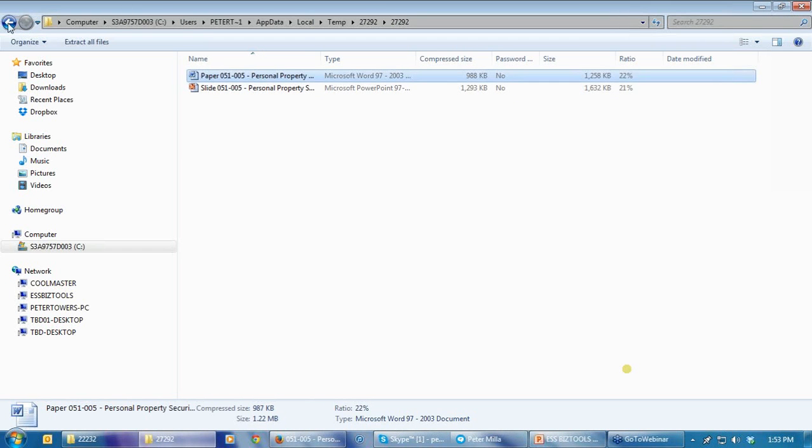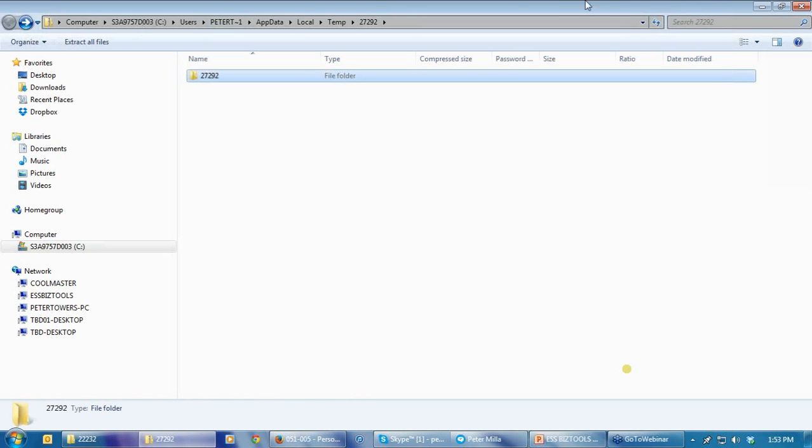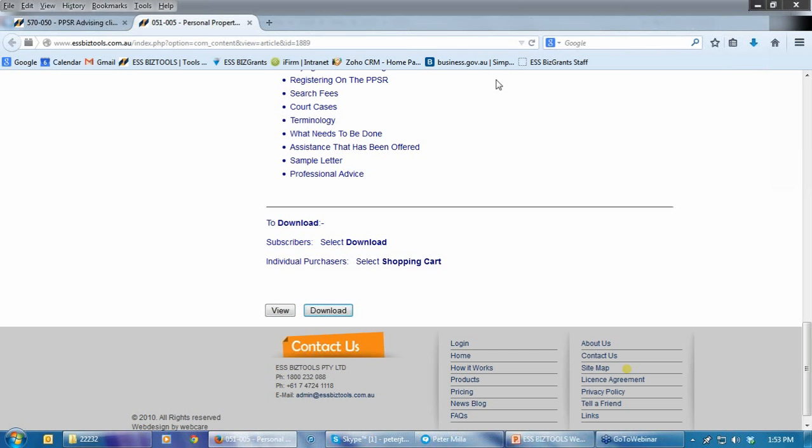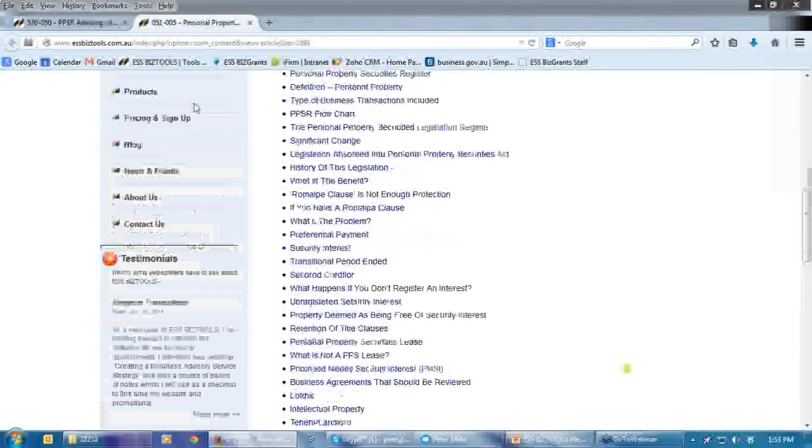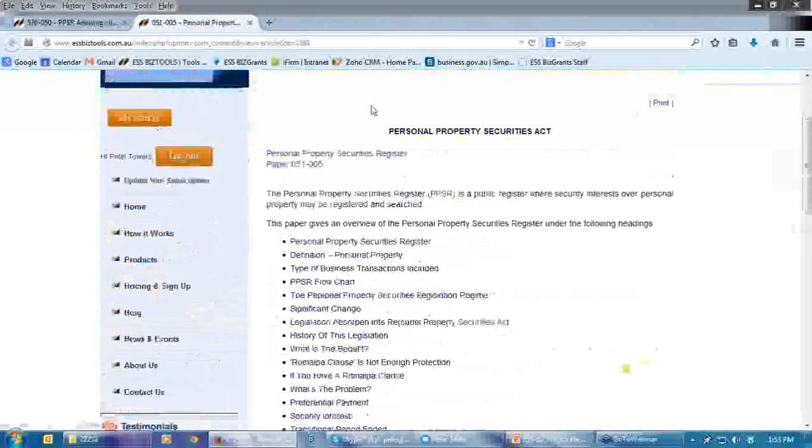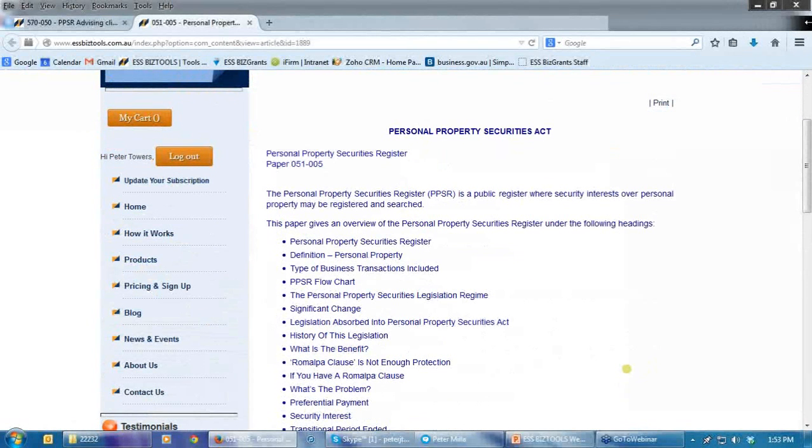I'm just maneuvering back here to the system where we were, back on the personal property securities legislation. There are a few more questions, so please just bear with me a moment and I'll just have a look at them.